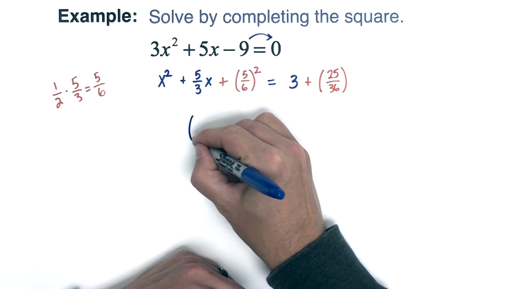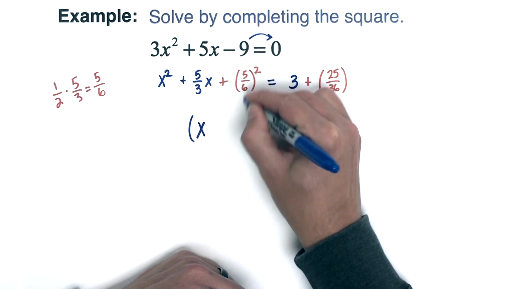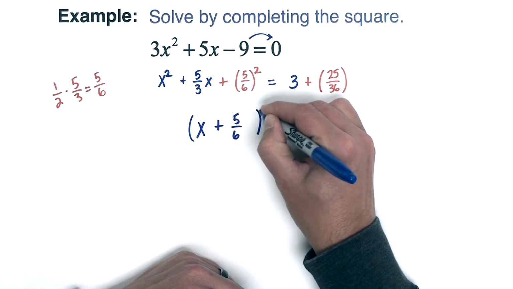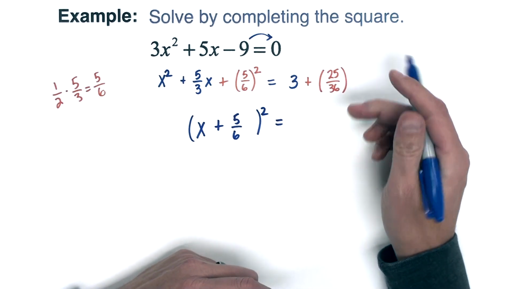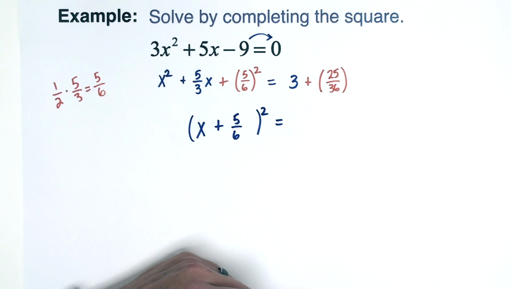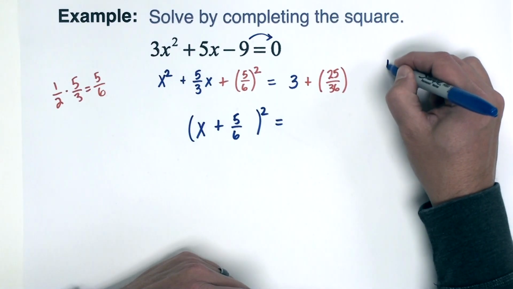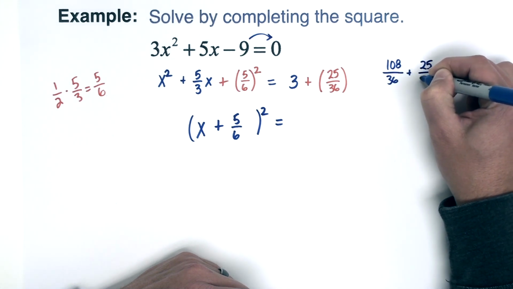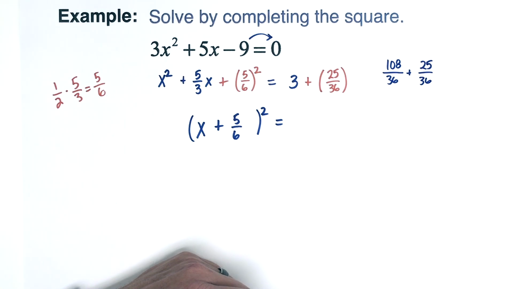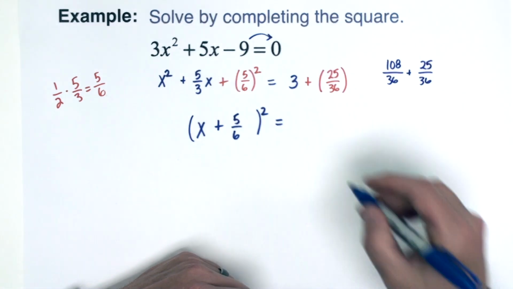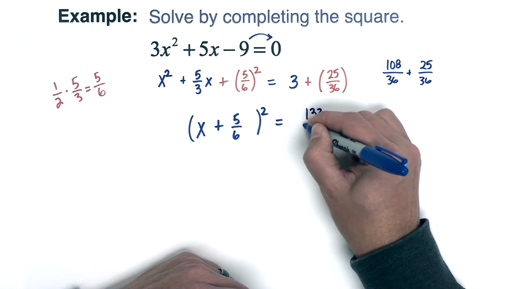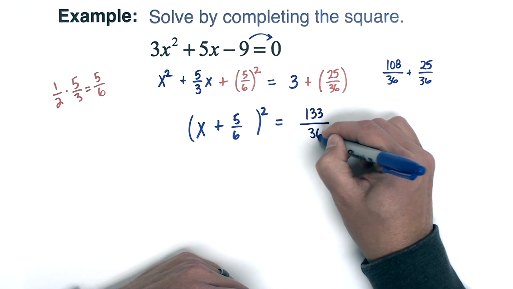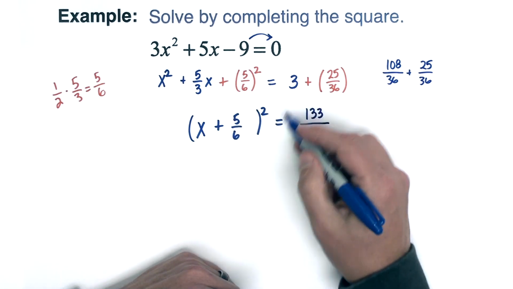Okay, let's factor this now. Follow the same pattern. X, and then pull in the 5/6 squared. Now we need to combine these two terms. So let's see, 3, we need to make that over 36. So 3 times 36 is 108. So this is going to be 108 over 36 plus 25 over 36. So 108 plus 25 is 133 over 36. Now we can take the square root of both sides.